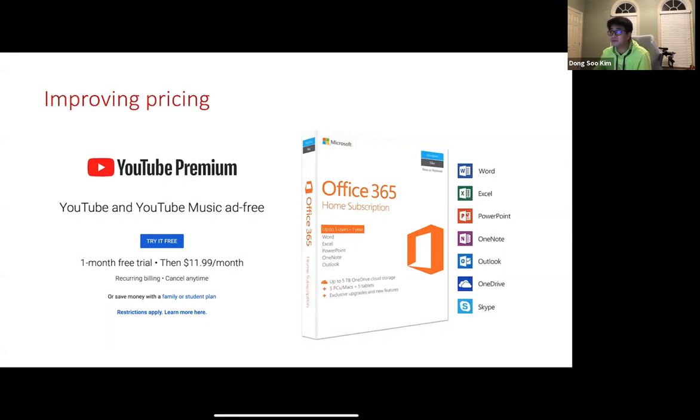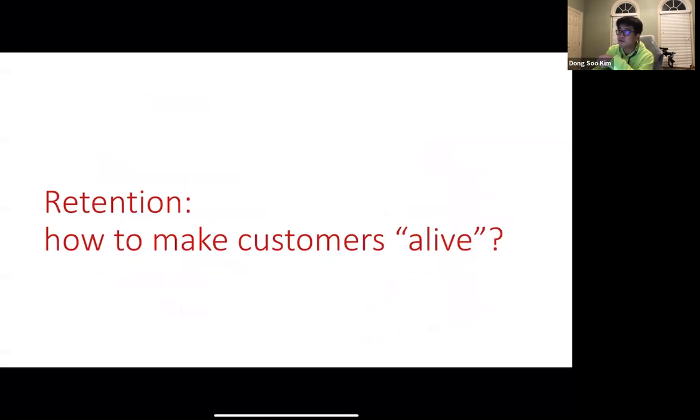In these examples, YouTube and Microsoft encountered a change in customer demands and redesigned their pricing schemes. The new pricing enables the companies to meet the new demand and charge more for the new demand and diversify the company's profit sources, which leads to a stable profit structure in the long run. Improving pricing scheme also reduces customer churn. In other words, it also enhances customer retention.